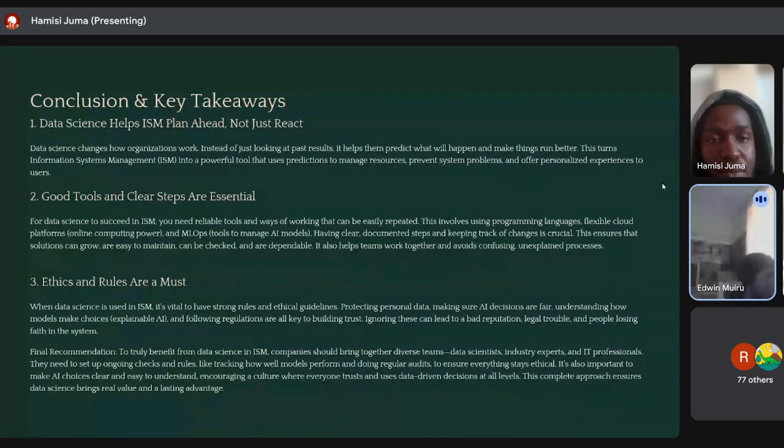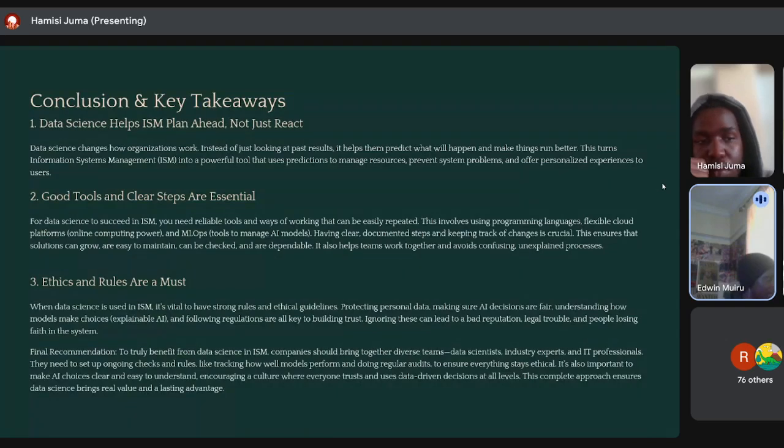This turns information systems management into a powerful tool that uses predictions to manage resources, prevent system problems, and offer personalized experiences to users. And then good tools and clear steps are essential.